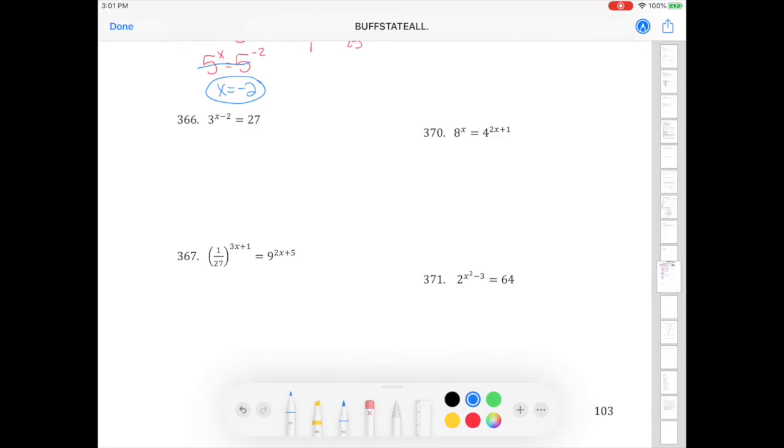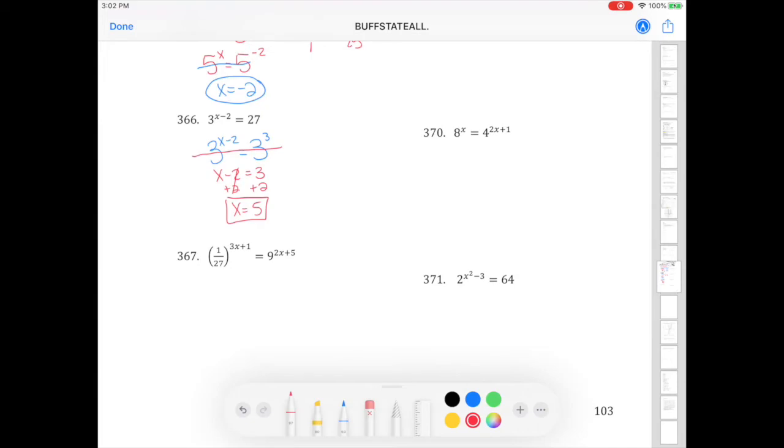Okay, practicing a couple more. So 366, 3 to the x minus 2 equals 27. You can't turn 3 into 27 by raising it to a power. So what you have to do is bring down 3 and know that 3 is going to be your base. 3 to what power will get you 27 is really the question you're asking yourself. It's going to be 3 to the third power. And now that I have my common bases, those cross out and I bring down my exponents. X minus 2 equals 3. To get the x by itself, I add that 2 to both sides, and I get x equals 5.